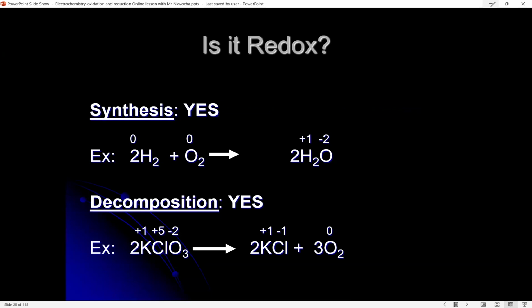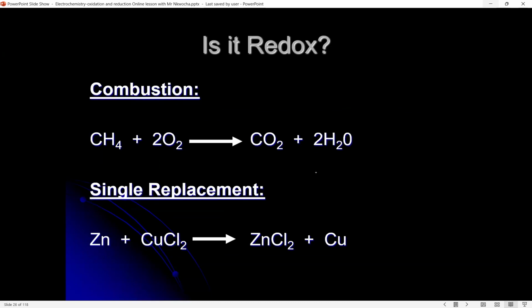Why, Mr. Nkwocha, why don't you explain it? If that is what you're thinking, of course, the slide is explaining it to you already. Because the oxidation state of hydrogen here is 0, but on the right-hand side, it has turned to +1, there has been an increase. So whenever there's an increase in the oxidation state of one of the elements, automatically it is redox. No wasting of time.